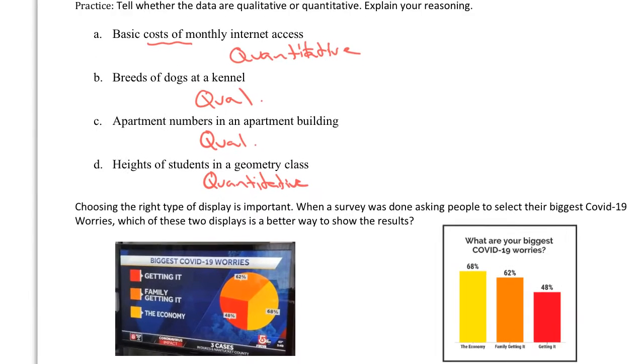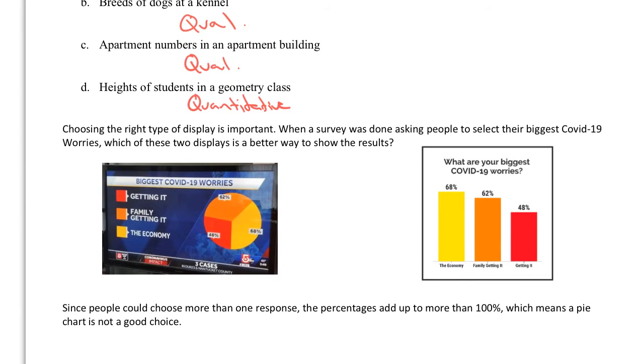So see how you did there? This next one, this section talks a little bit about choosing the correct or the right type of display. And so whether you pick a line graph or a pie chart or a bar graph or a stem and leaf plot or a box and whisker plot, we want to make sure we pick the right type of display for those numbers. So here's a quick example of why it matters.